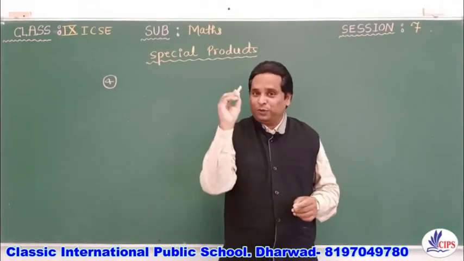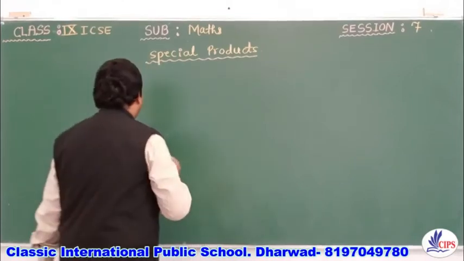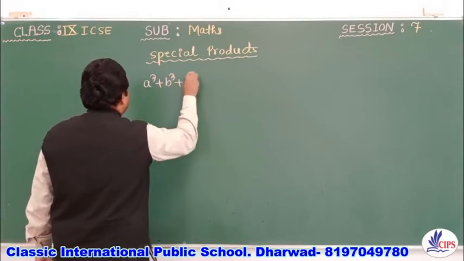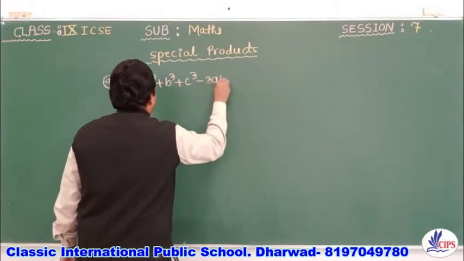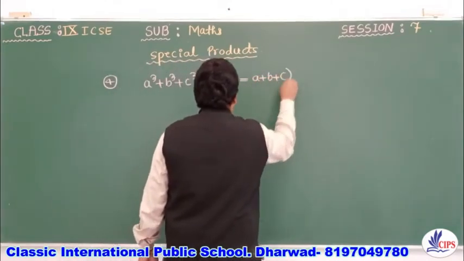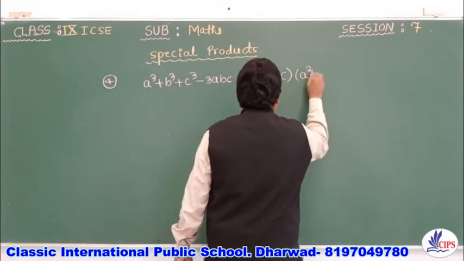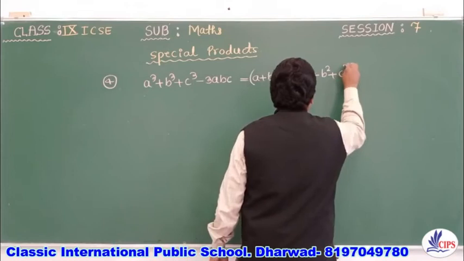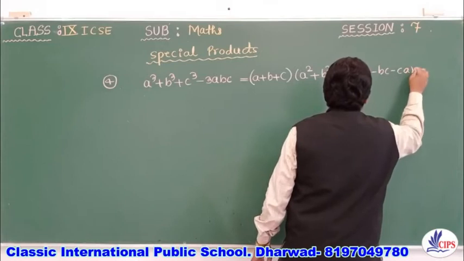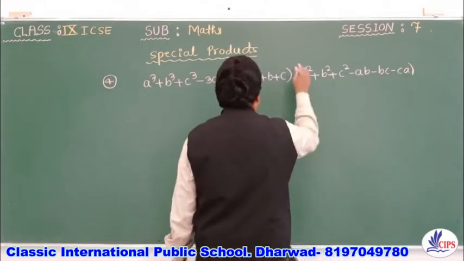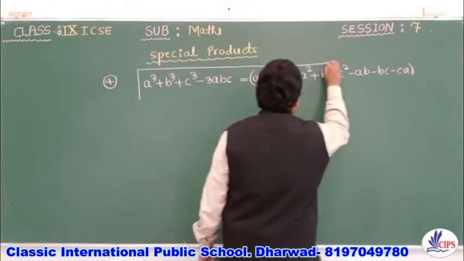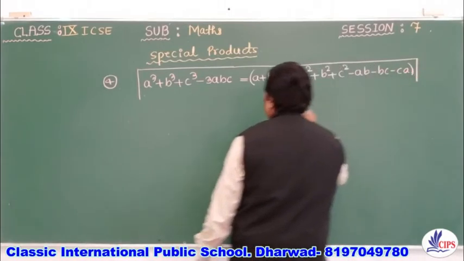Fourth special product you remember directly here. I am not going to derive it, right? a cube plus b cube plus c cube minus 3abc is equal to a plus b plus c into a square plus b square plus c square minus ab minus bc minus ca. This identity you remember directly. Even in the textbook it is not proved, children. Okay, directly you remember this as a special product.